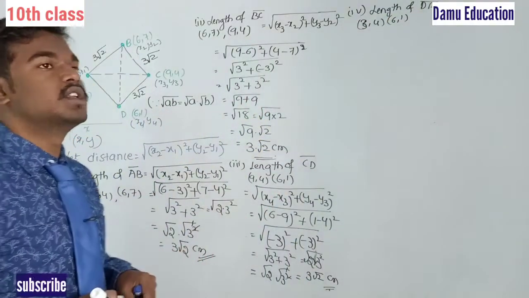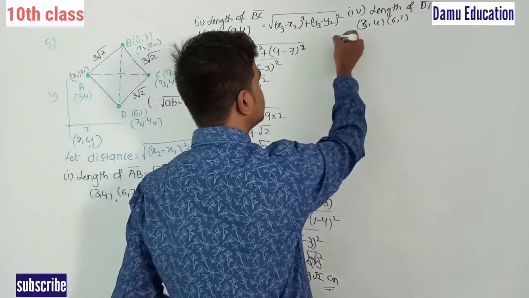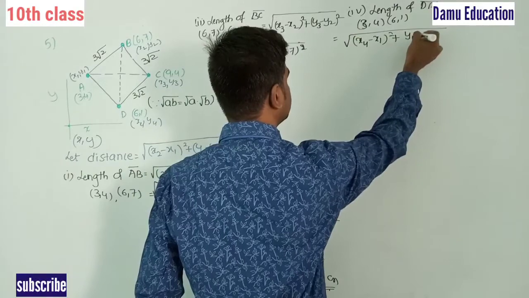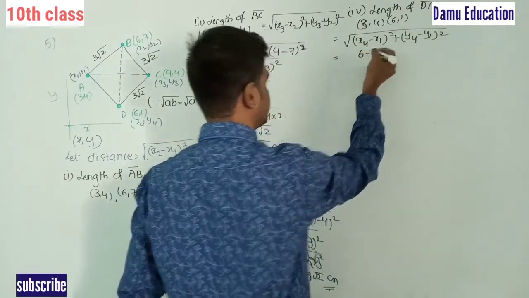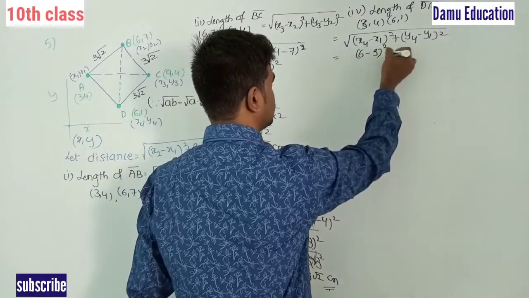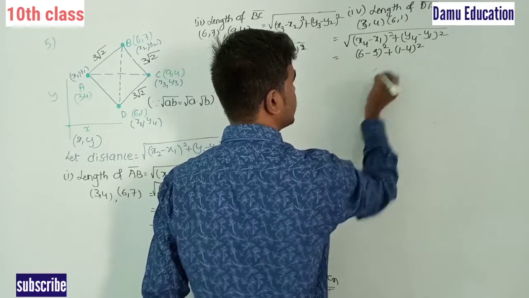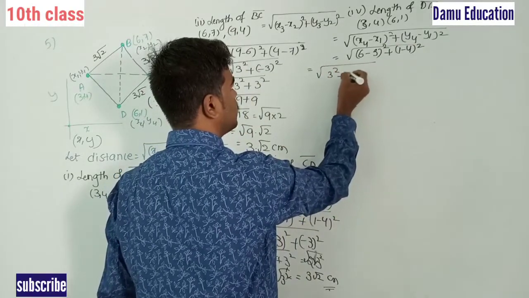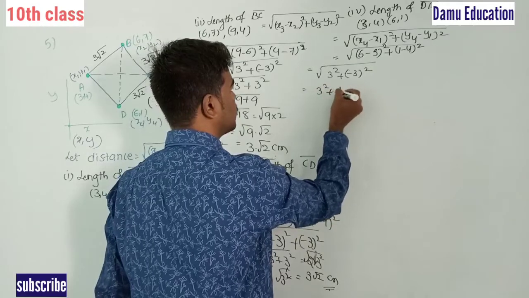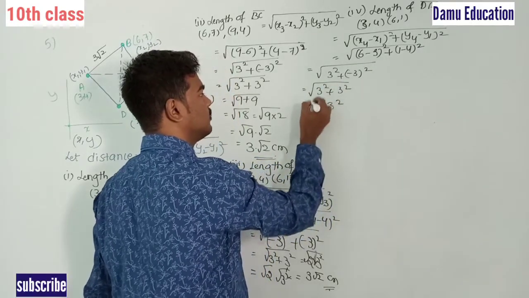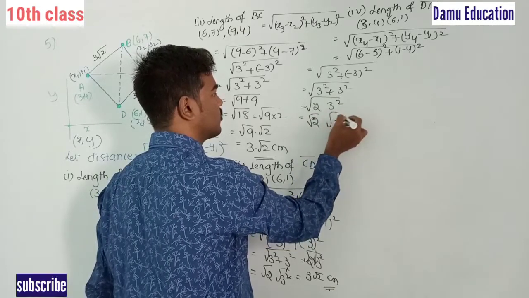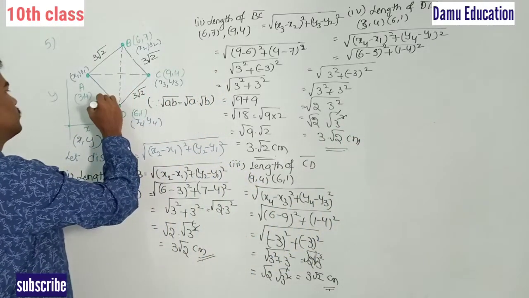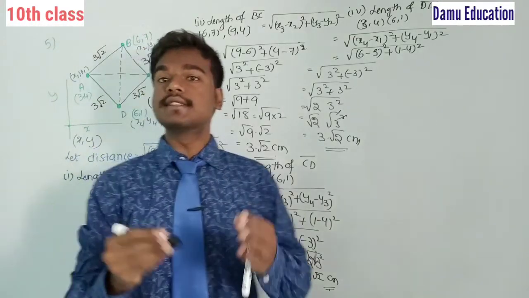So x4 and x1. Let's write the formula for this. The formula is square root of x4 minus x1 whole square plus y4 minus y1 whole square. So 6 minus 3 whole square plus 1 minus 4 whole square. Keep the square root as it is: 3 square plus minus 3 whole square, so 3 square plus 3 square is 2 times 3 square, the square root and square cancel, then 3 root 2 centimeters. So this is 3 root 2. Anyway, all the sides are equal to each other.